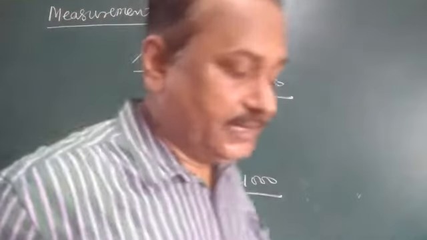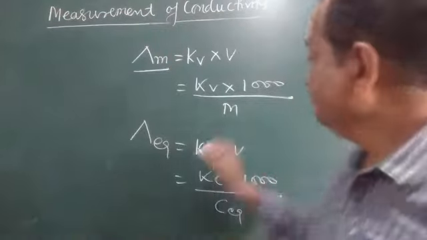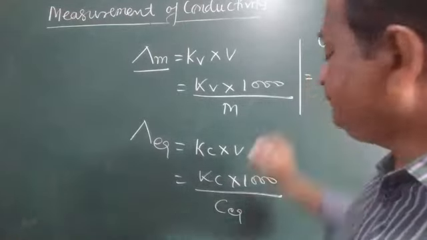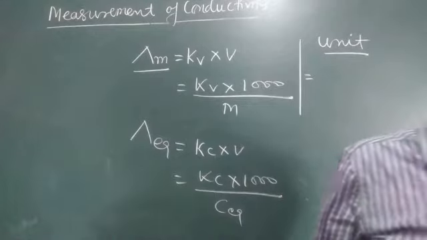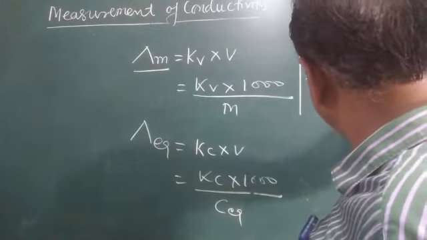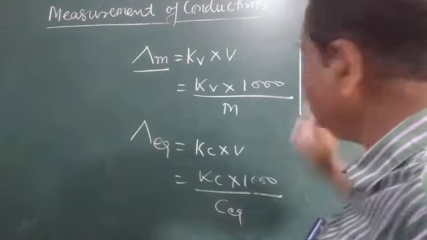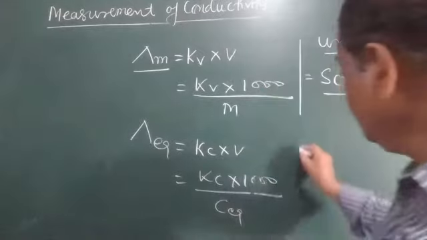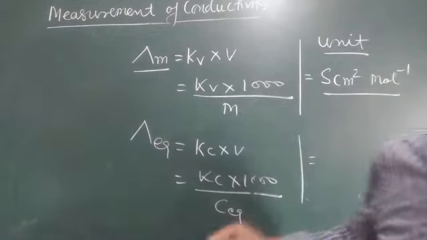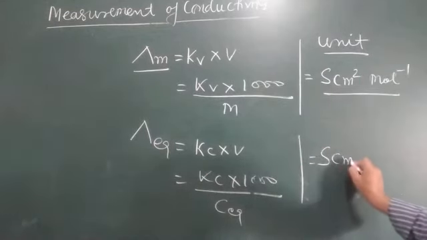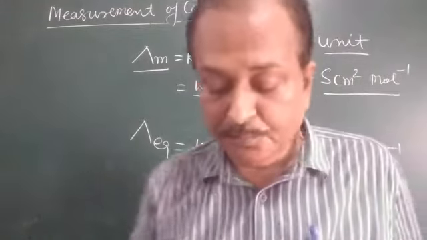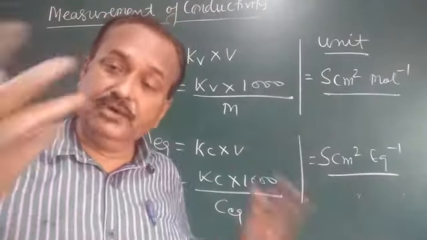Now coming to the units. The unit for this is Siemens centimeter square mole inverse, and here it is equal to Siemens centimeter square per equivalent. So this is all about the measurement of conductivity and how we use it.